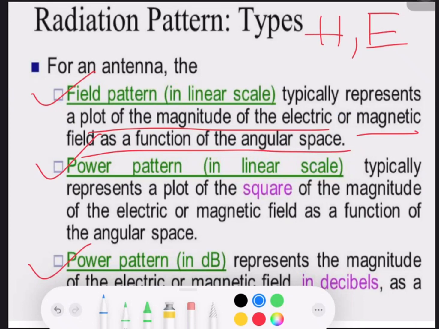The field pattern of an antenna can be represented as a plot of the magnitude of the electric or magnetic field as a function of angular space. The second type of radiation pattern is the power pattern. When we talk about the power pattern, it is a plot of the square of the magnitude of the electric or magnetic field as a function of angular space. It is the square which we need to consider.